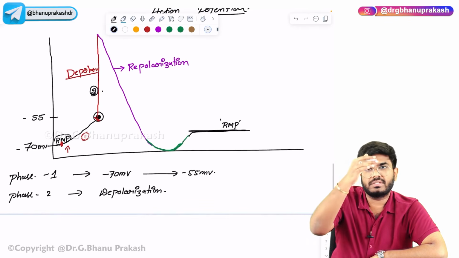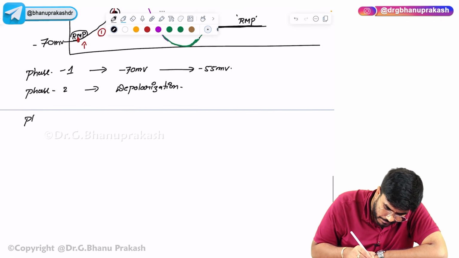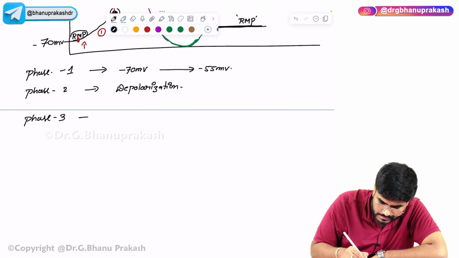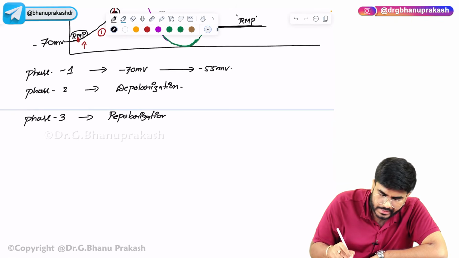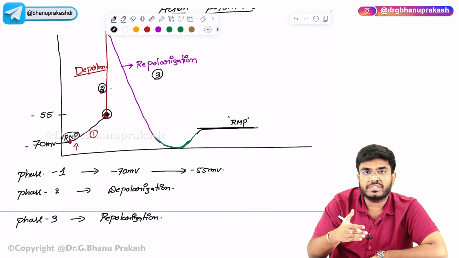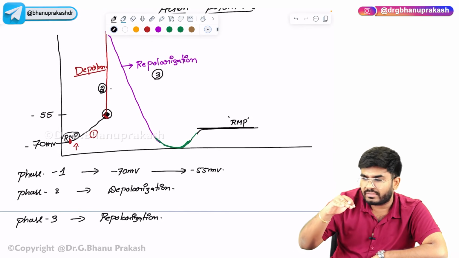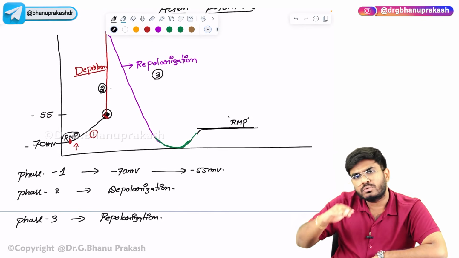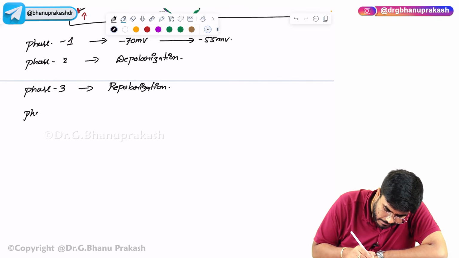Next, after depolarization, there is repolarization. That is phase 3, repolarization. When the membrane is getting repolarized again to resting membrane potential, the membrane becomes more negative. From minus 70, it is even becoming minus 80, minus 90, going more negative. So that is called hyperpolarization.